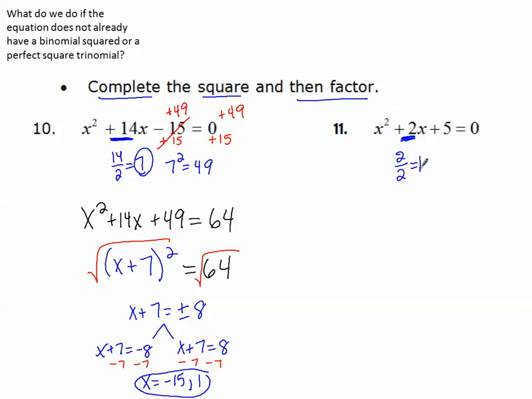2 divided by 2 is 1, and 1 squared is 1. Not 5. Uh-oh. Get rid of it. Minus 5 on both sides. Now it's gone. I want 1 to be there, so add 1 on both sides. Phew! Crisis averted. x² + 2x, and the number that we wanted, + 1, equals 1 + 0 - 5, which is -4.